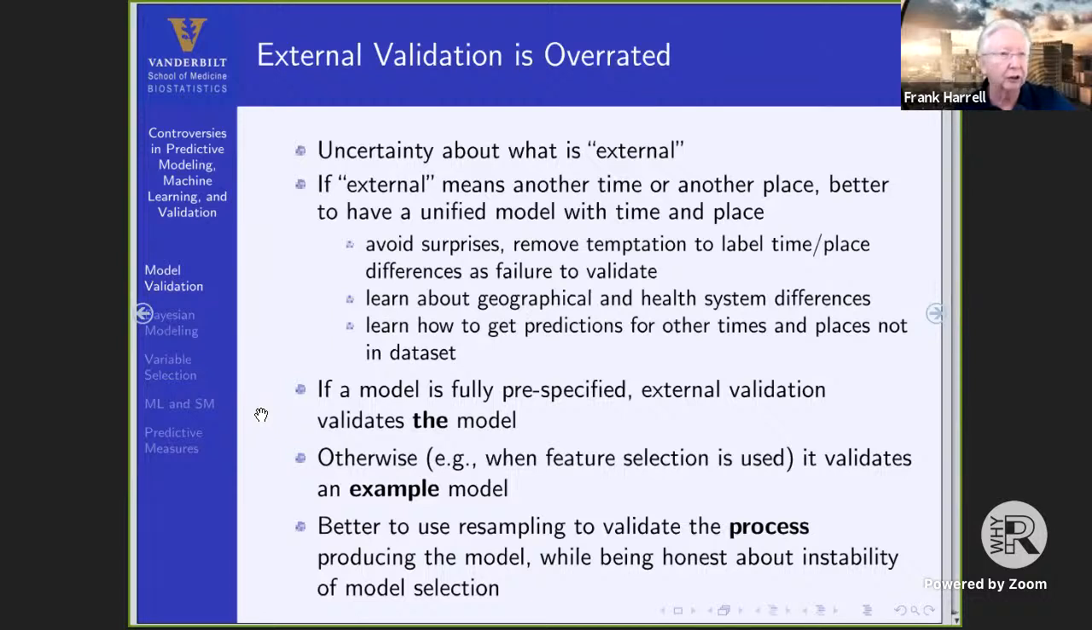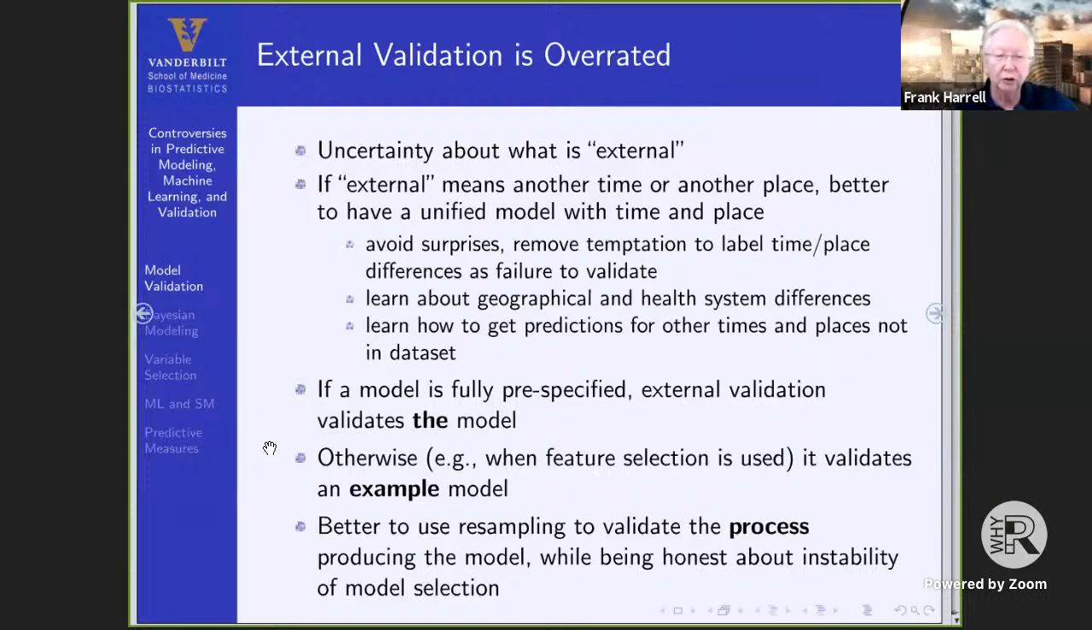What does external validation do? Well, it validates a model if it is the model. So what does that mean? Well, the model might mean a model that you fully specified, including all the variables, and the only thing that you did was to estimate their weights. And so you're estimating things like regression coefficients. So when you fully pre-specify a model, external validation is validating that model.